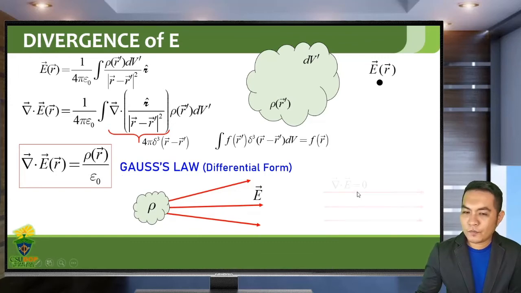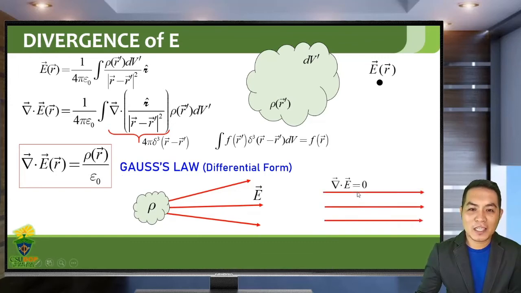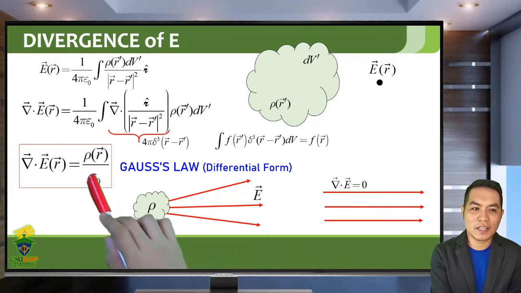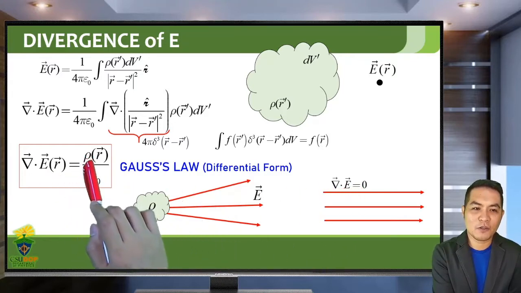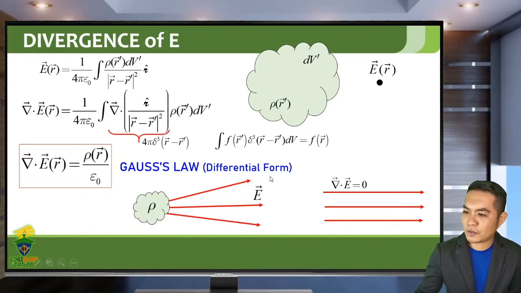So if you have parallel electric field lines, therefore those lines or that electric field have no divergence, meaning zero divergence. If the divergence is zero, zero ang volume charge density. So rho is also zero. But this doesn't mean there isn't a source of electric field.